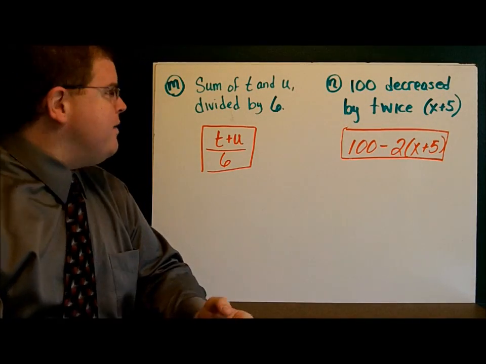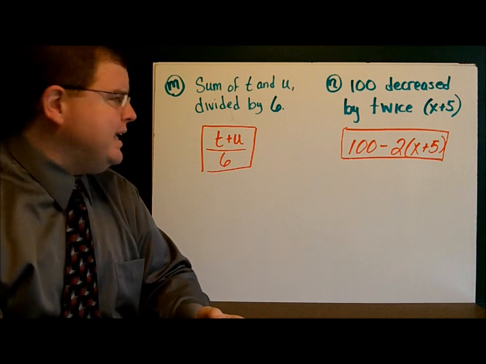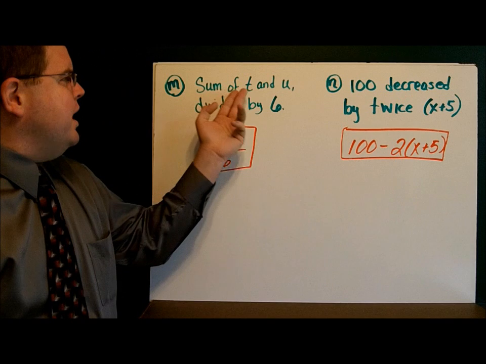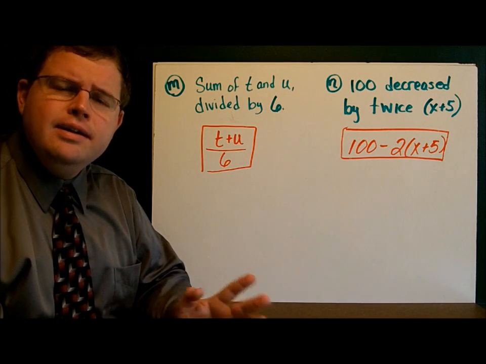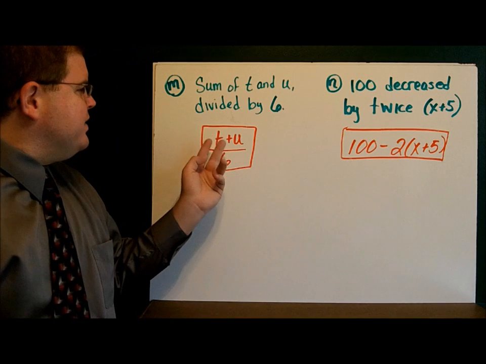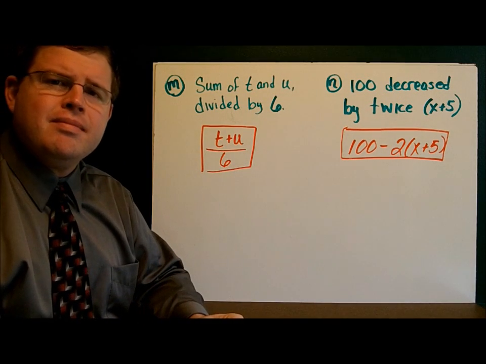On m, we have the sum of t and u divided by 6. So the sum of t and u, t plus u, divided by 6. So we have t plus u divided by 6.